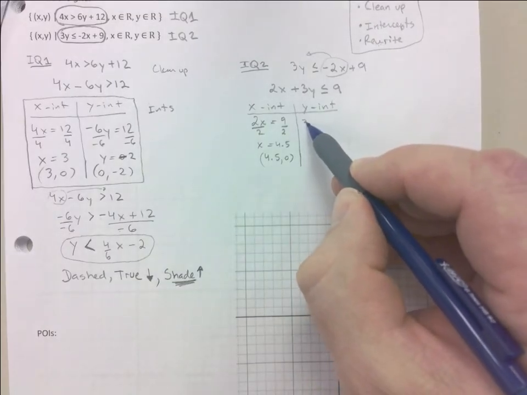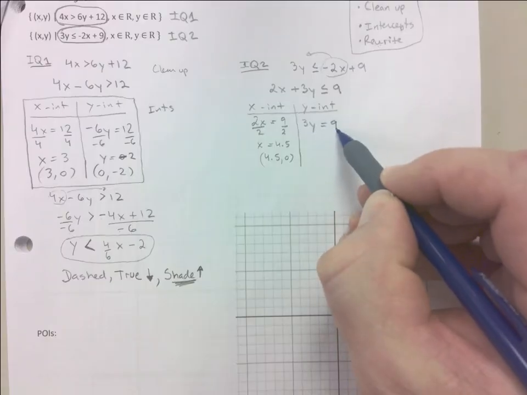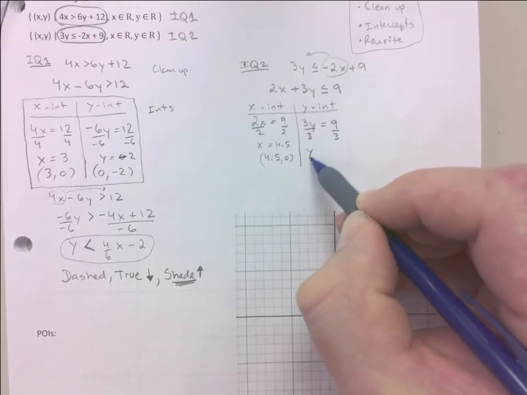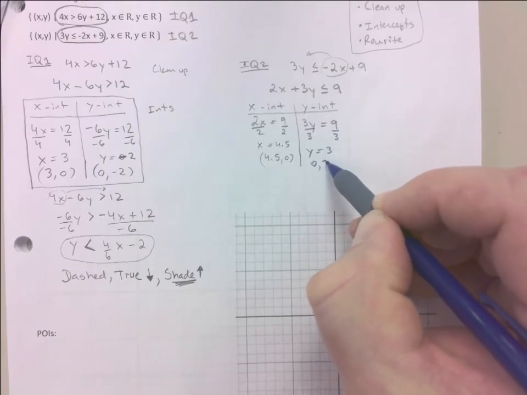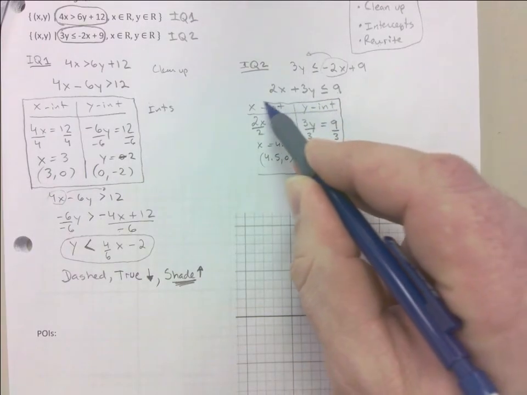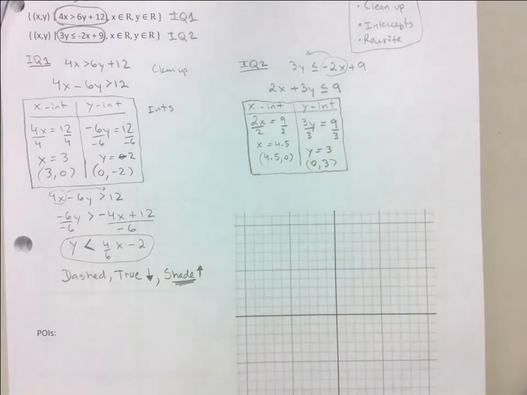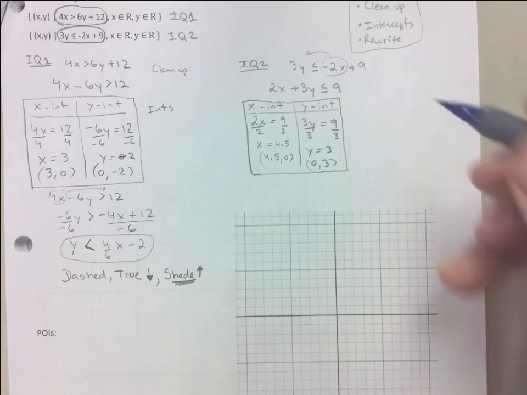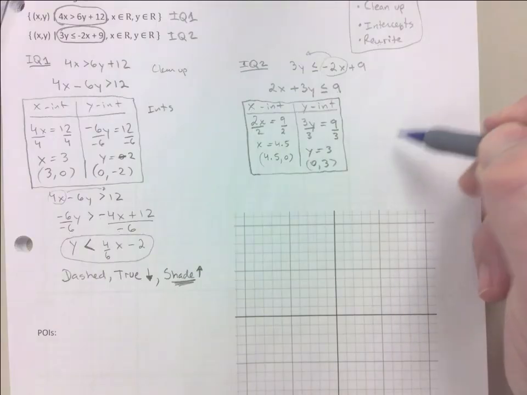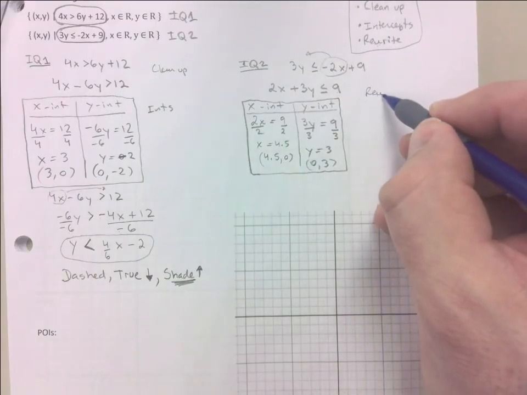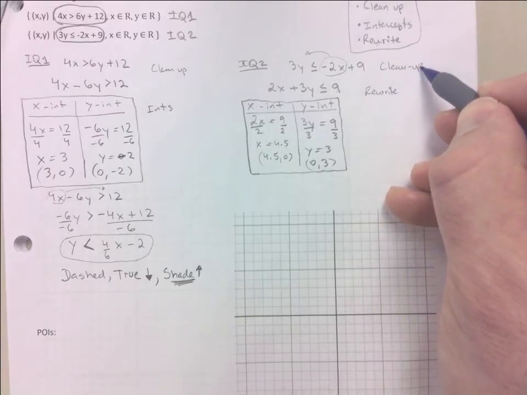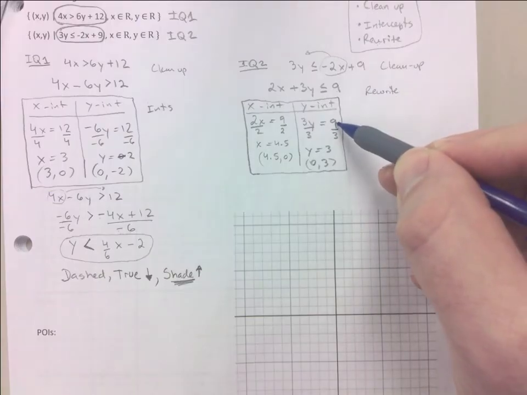Then we've got 3y is equal to 9, right? Divide both sides by 3, y is equal to 3, so (0, 3) is the intercept. Perfect. I will use my space that I have here to rewrite. I did the cleanup, I did the intercepts, and I'm going to rewrite.